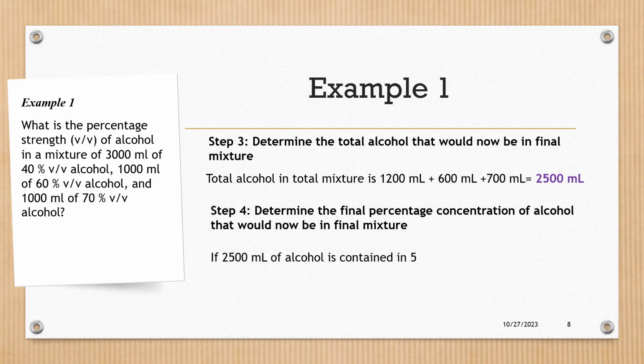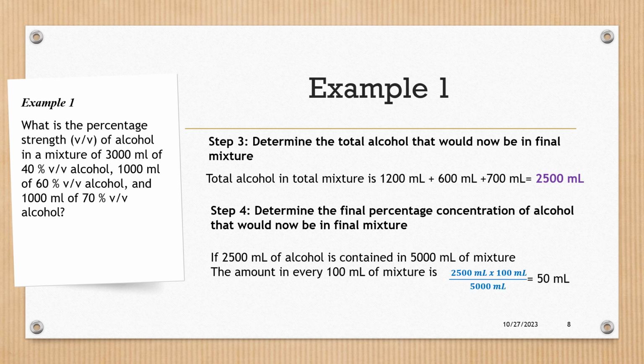So 2,500 mls of alcohol is contained in 5,000 ml of mixture. In terms of working out that percentage strength, 100 ml will contain X amount of pure alcohol, and in this instance we're getting 50 mls. So what this means is that the final concentration of the mixture that you have would be 50% volume in volume. That is 50 mls of pure alcohol to every 100 ml of mixture.